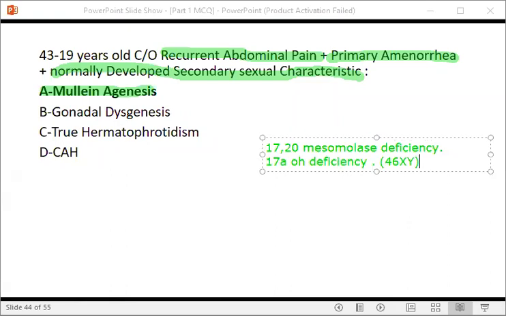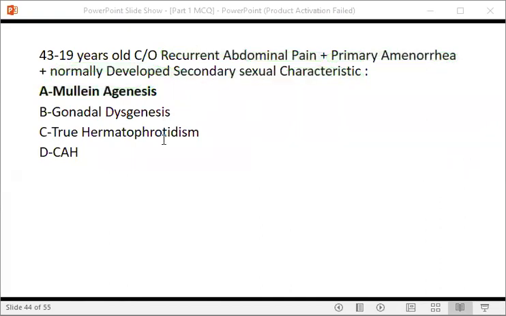The fourth and last group is both breast and uterus present. Here we go to hypothalamic, pituitary, ovarian, or uterine causes. Here what we care about is Mullerian agenesis. This is the correct answer. Let's go guys to the next.